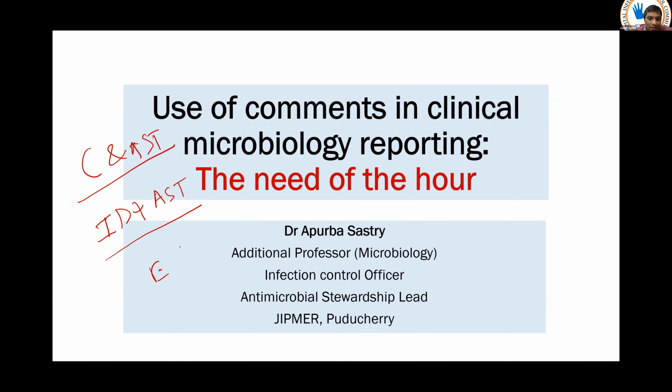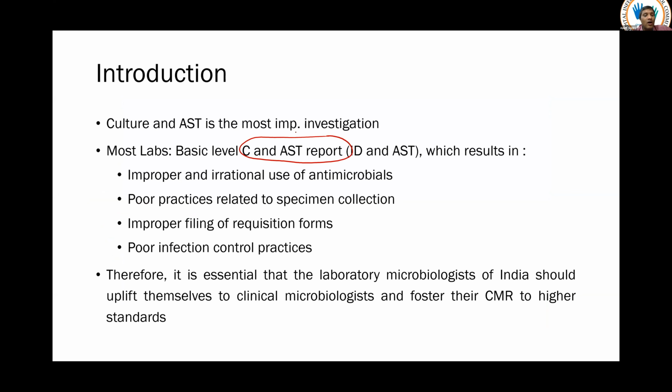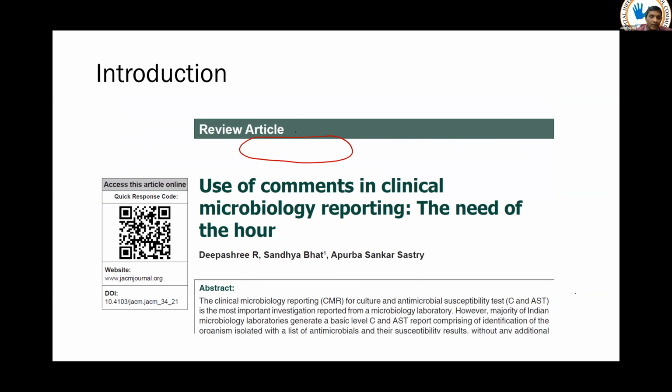So not like that. Other than the ID and AST report, there are several other comments which we may have to give, because most basic labs, as I told you, report the culture and AST alone, and as a result, it doesn't help much to the clinicians. That is why we have published an article on this. This article was based on the classes of comments we report in the JIPMER blood culture section. In the blood culture division, we have various classes of antibiotic specific comments.